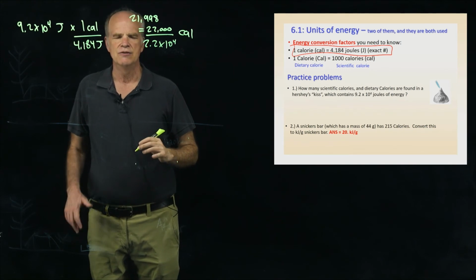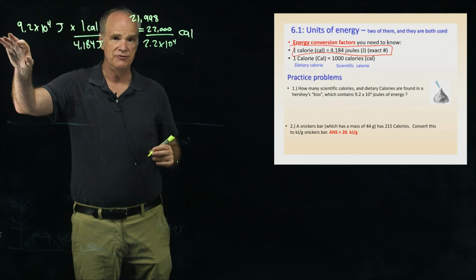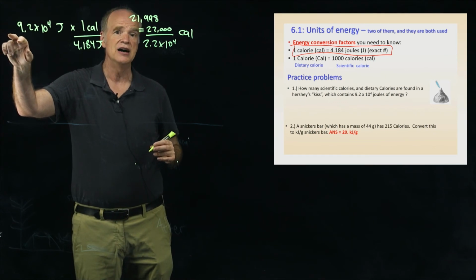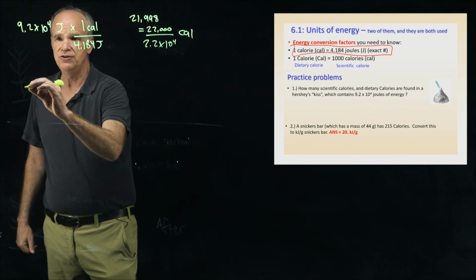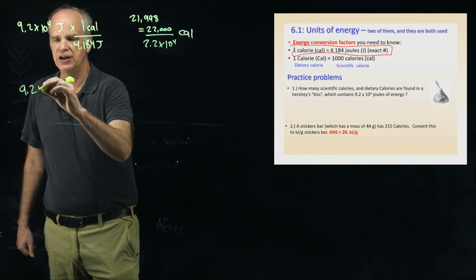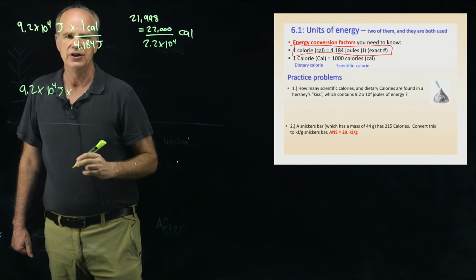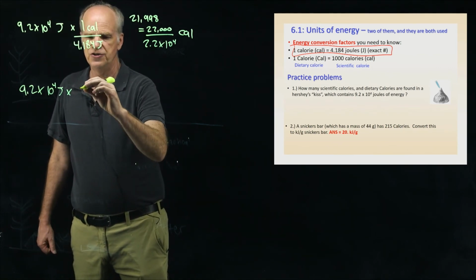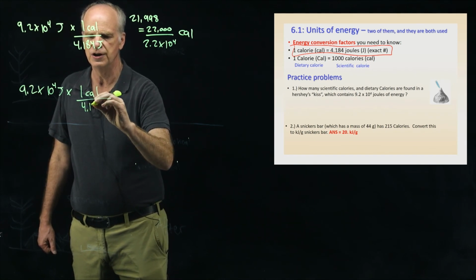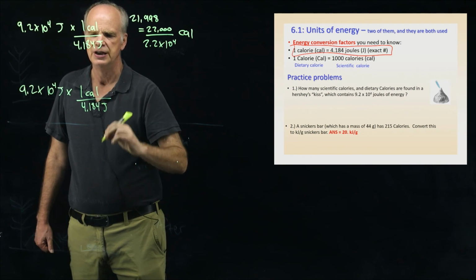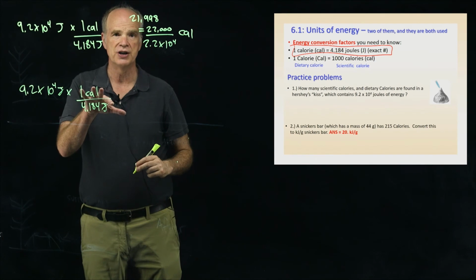Okay, now what you may be asked to figure out instead is if you have a value in joules, you might have to figure out how many dietary calories are in this value. So let me show you how to do that. We're starting out with joules again, which is 9.2 times 10 to the 4 joules. And then we're going to multiply this by 1 calorie over 4.184 joules. And so now you can see that the joules cancel out and we're now in just regular calories.